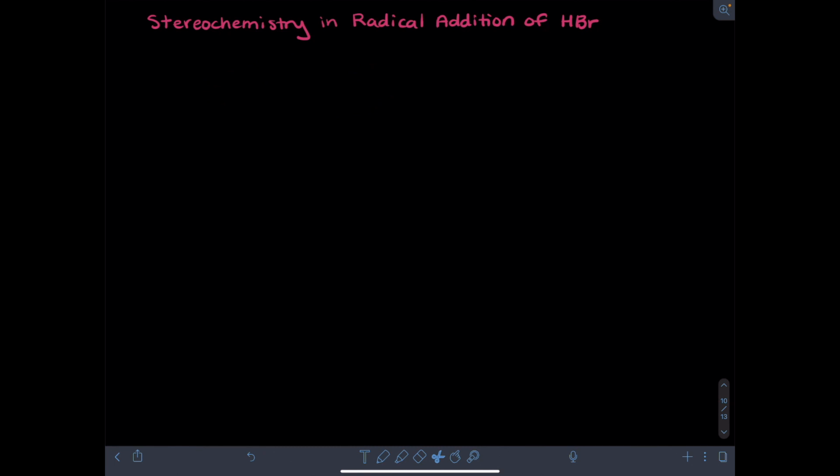Now let's consider the stereochemistry for the radical addition of HBr to an alkene. For this, let's consider a tri-substituted alkene reacting with HBr in the presence of ROOR. I would start by drawing the product without any stereochemistry shown. This is anti-Markovnikov, so I've added the bromine to the less substituted carbon. Then you would want to check for new chiral centers. In this case, the carbon with the bromine added to it is a new chiral center.